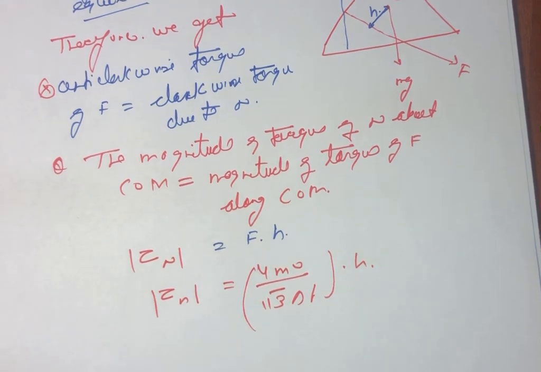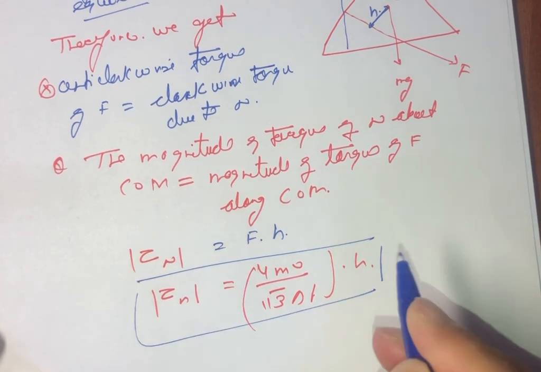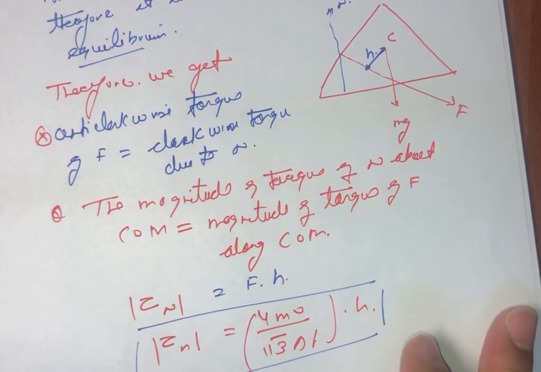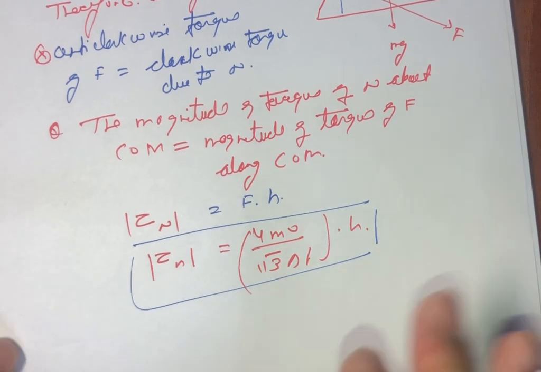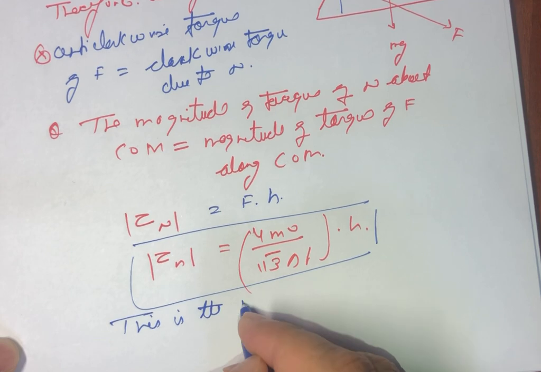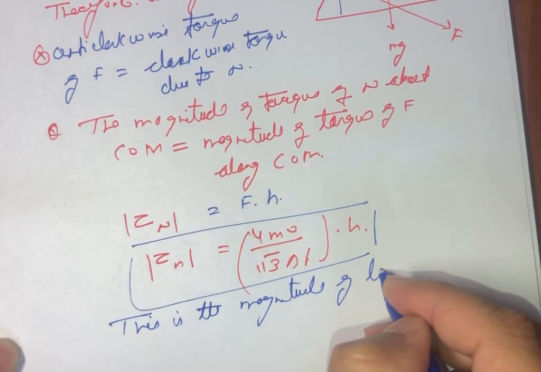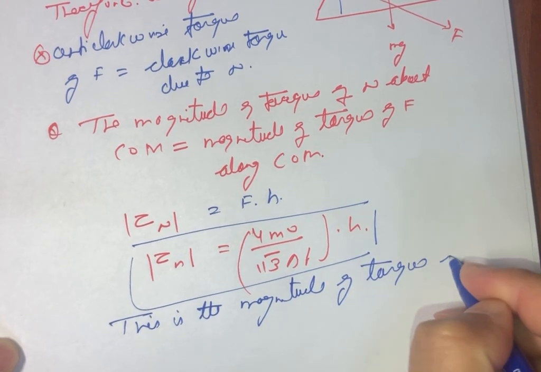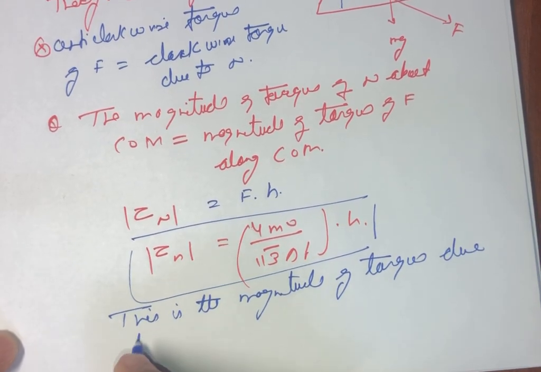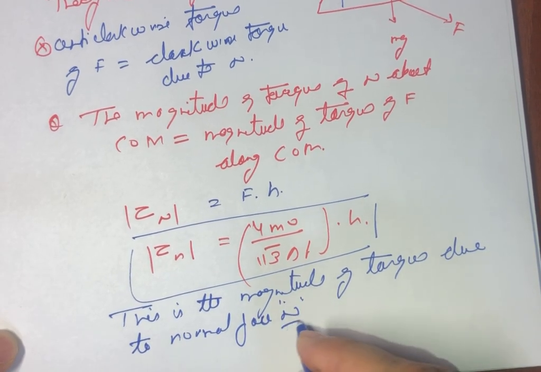So this is the magnitude of torque due to normal force N about the center of mass.